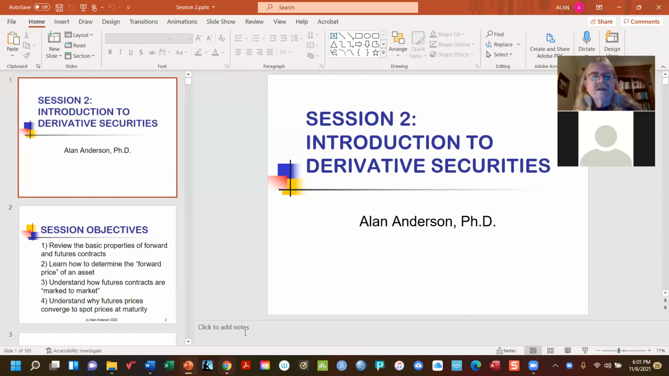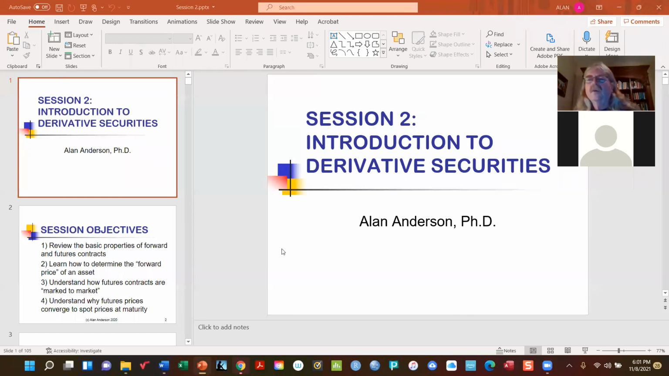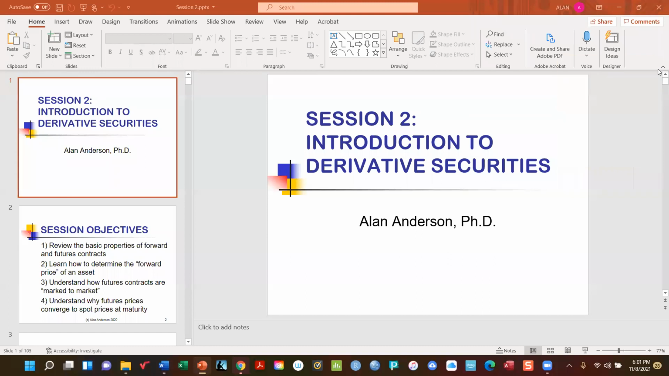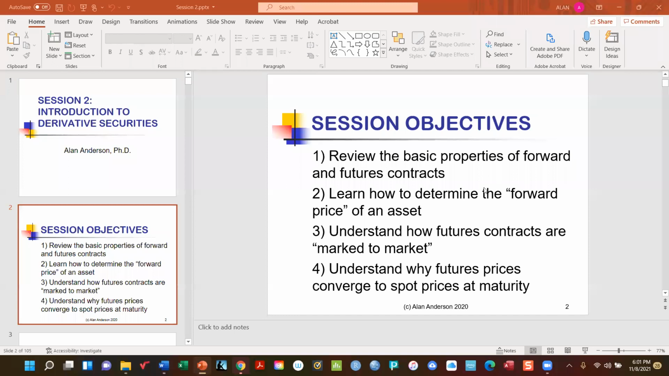All right, so basically this is a more intensive overview of what we were doing last week. We're taking a closer look at these different types of contracts. For example, we'll be looking more closely at the properties of forwards and futures contracts. We're going to take a look at how to determine the forward price of an asset, which means that when you enter into a forward contract to buy, let's say, gold in 6 months for, let's say, $1,500 an ounce, the question is, where did that $1,500 come from? Why is that the correct forward price for an ounce of gold?